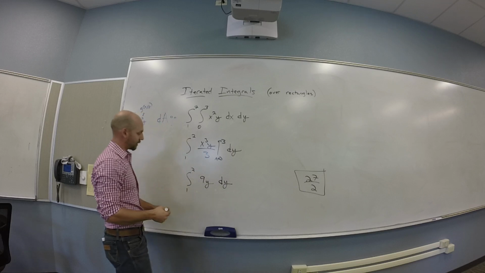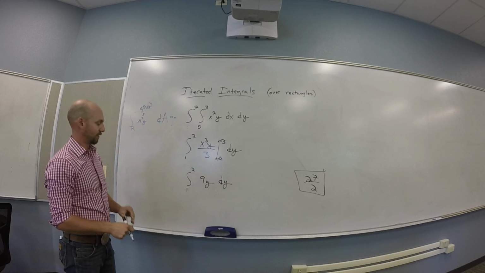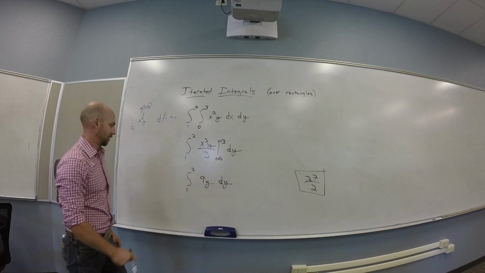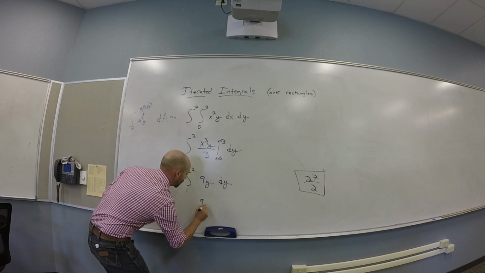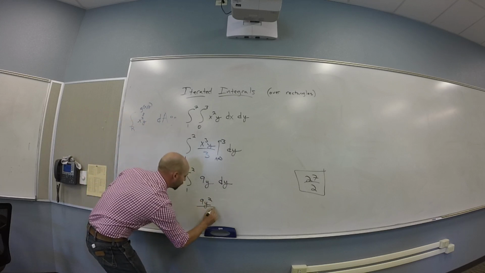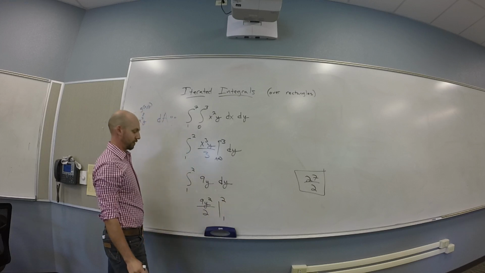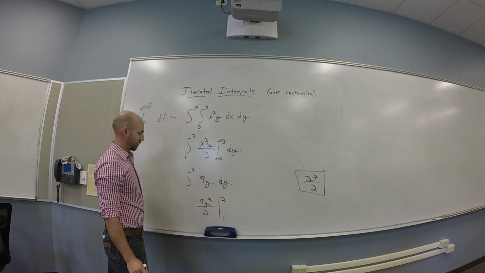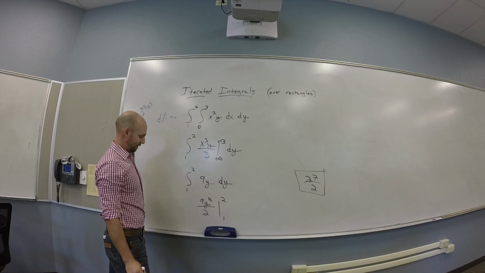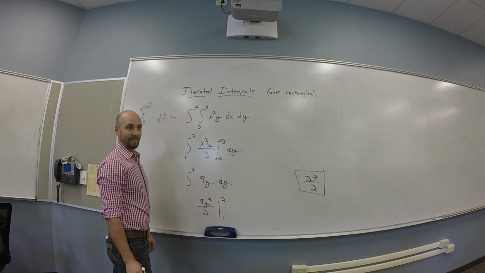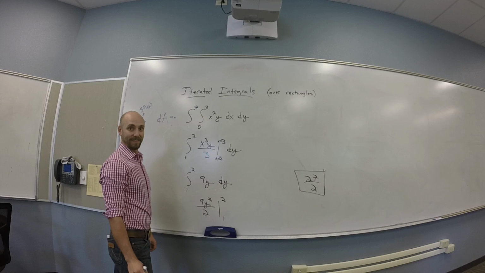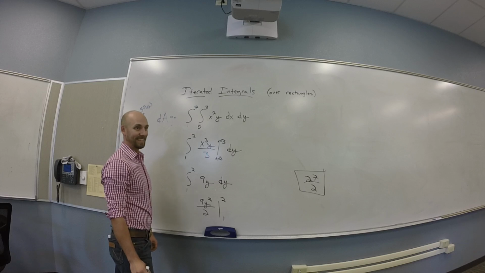Okay, so what do you get out of this? 9 over 2 y squared, evaluated from 1 to 2. 9y squared over 2, evaluated from 1 to 2. 27 over 2. Hey, cool. You see that? Yep. That's really neat.